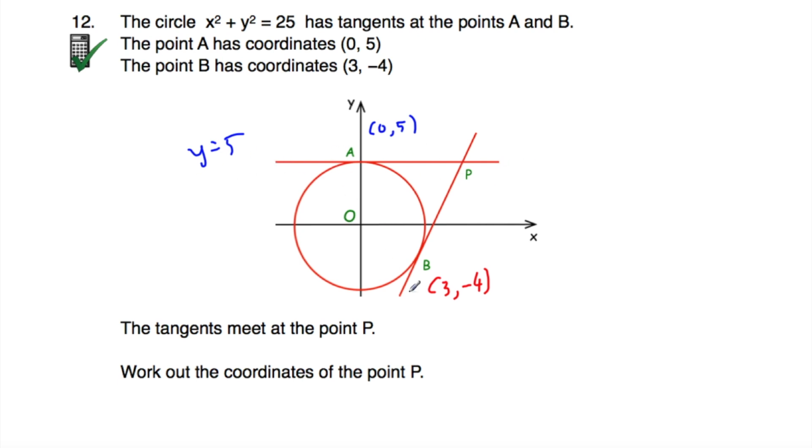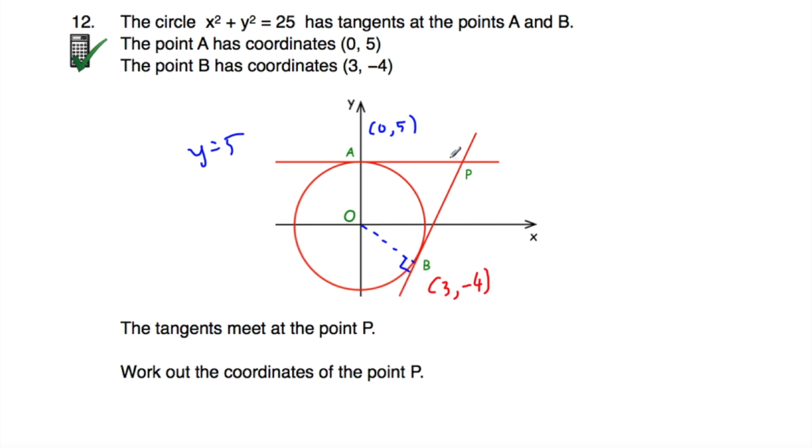That was quite easy. Now we want to find the equation of the tangent at B. To find the equation of the tangent at B, what we're going to do is find the gradient of the radius. We'll then do the negative reciprocal of that, because we know that the gradient of the radius and the gradient of the tangent are perpendicular to each other. So that means if you do the negative reciprocal of one gradient, you'll find the gradient of the other one. We'll then find the gradient of that tangent at B, and then we'll find the equation of the tangent at B.